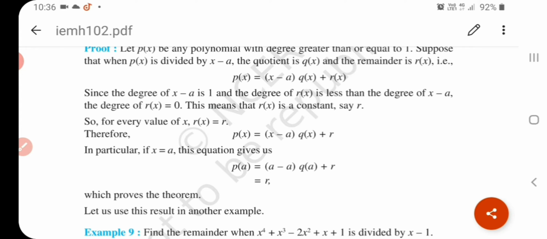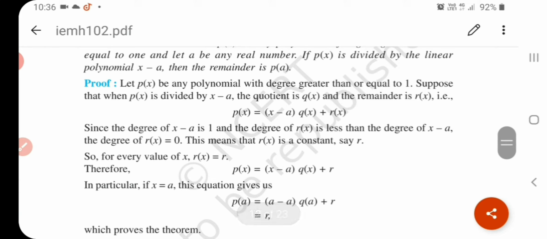Let us use this result in another example. Okay, what did we prove? If P(x) is a polynomial with degree greater than or equal to 1. Now it's time for the remainder theorem.